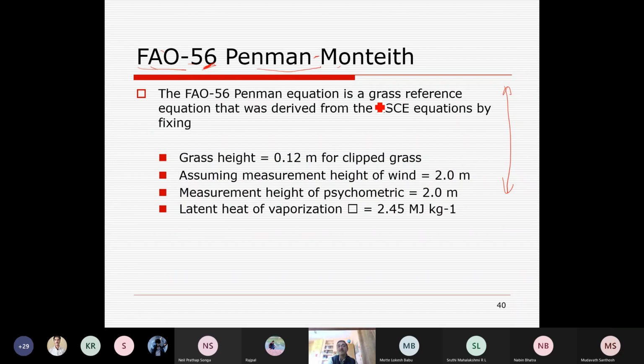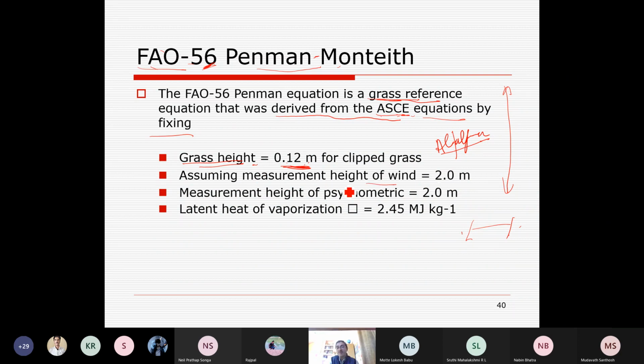So the FAO 56 Penman equation is a grass reference equation, derived from the ASCE, American Society of Civil Engineers, equations by fixing the grass height. There must be some standard reference crop, reference grass. So alfalfa was taken as the reference grass of height 12 centimeter or 0.12 meter. That is fully grown in that sense, covering the whole area uniformly. Our land surface is covered uniformly by the grass.